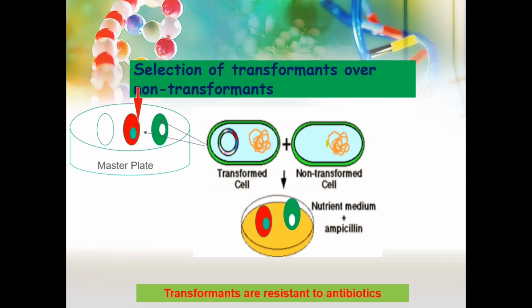Transformed cells can be easily selected from non-transformants by growing them in ampicillin containing nutrient medium. So we prepare another Petri dish in which we add the antibiotic ampicillin to the nutrient medium. Since the non-transformants do not have the plasmid, they will die in the ampicillin medium. The colonies of bacteria which grow are the transformants. Now, among these transformants, one is non-recombinant, another is recombinant having our gene of interest. So, how to select them?